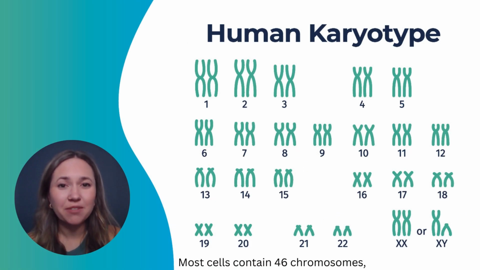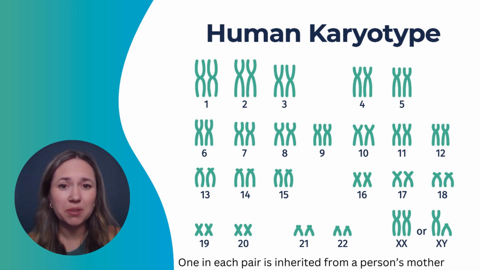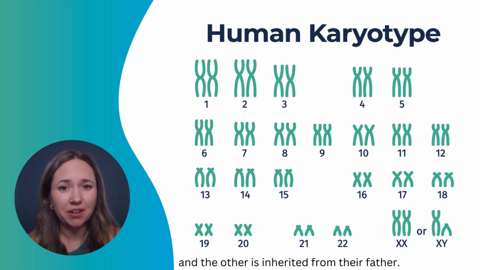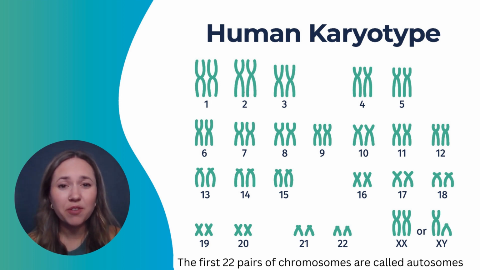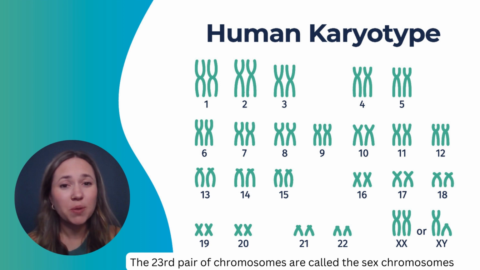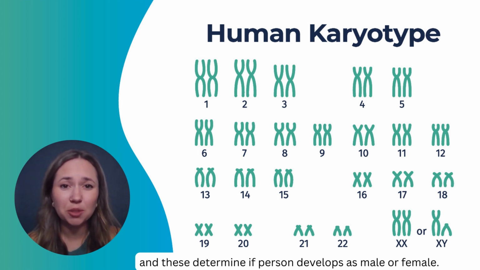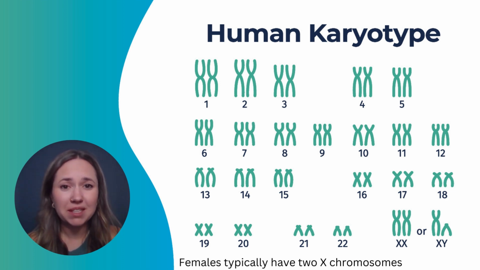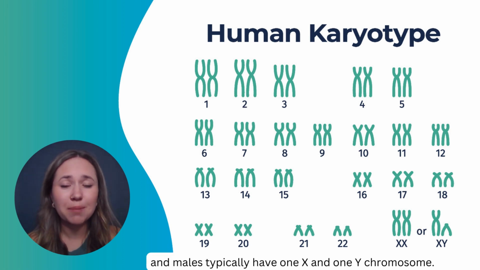Most cells contain 46 chromosomes, or 23 pairs of chromosomes. One in each pair is inherited from a person's mother, and the other is inherited from their father. The first 22 pairs of chromosomes are called autosomes and are the same in males and females. The 23rd pair of chromosomes are called the sex chromosomes, and these determine if a person develops as male or female. Females typically have two X chromosomes, and males typically have one X and one Y chromosome.